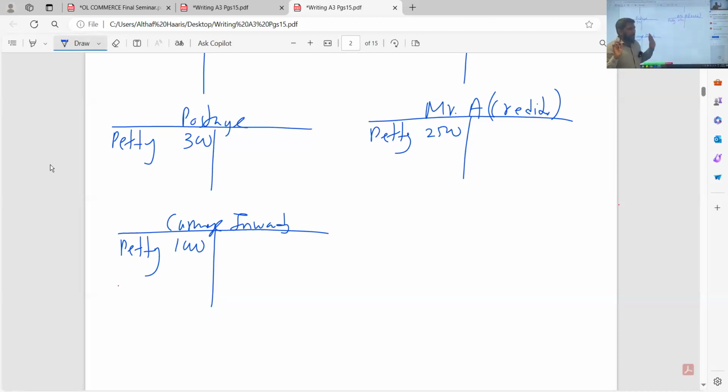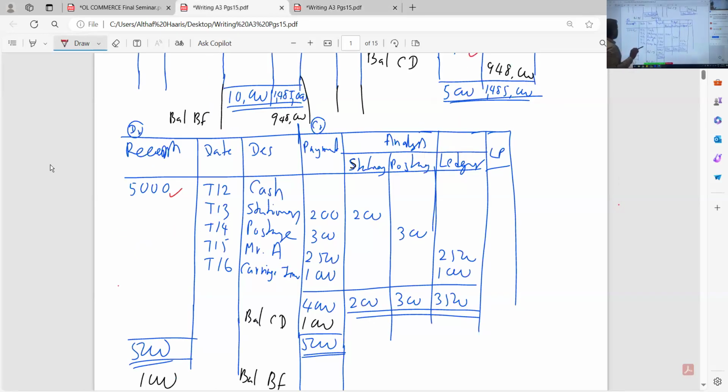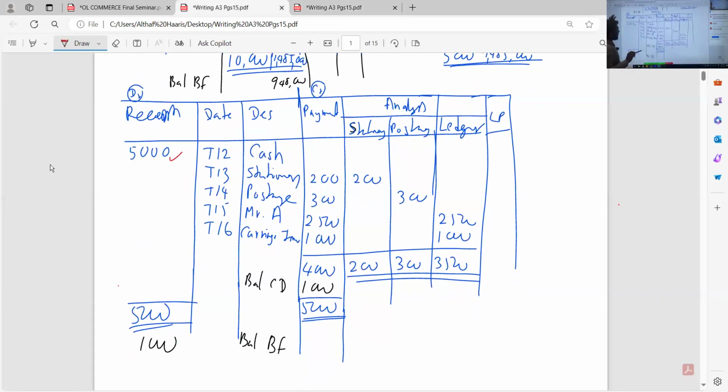So as of now, how many prime entry books we have completed? Everyone tell me. All the students. Up to now, how many prime entry books we completed? Kianda, how many prime entry books we completed? 2 prime entry books. What are the 2 prime entry books? One is the cash book. Other one is the petty cash book.